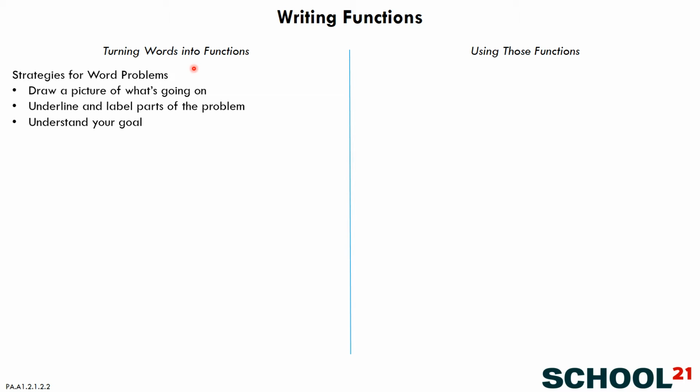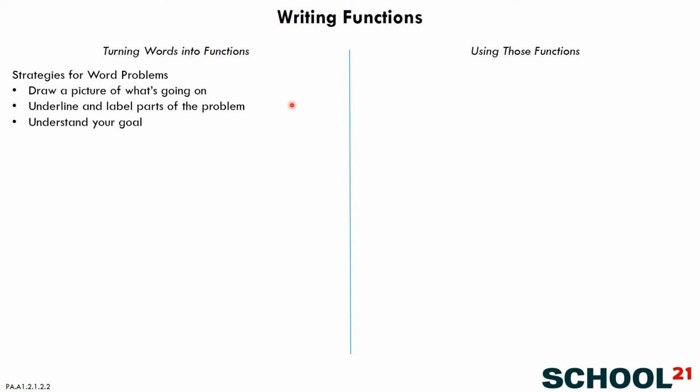I like to draw pictures of what's going on. Don't worry about wasting paper or anything like that. Just draw a picture so that you can see and label the parts of the picture. You can also underline and label parts of the problem. That's a great strategy. And then finally, understand what the problem is asking you for, what your goal is. If you do these three things, you'll be able to really break down a word problem and it won't be nearly as intimidating.